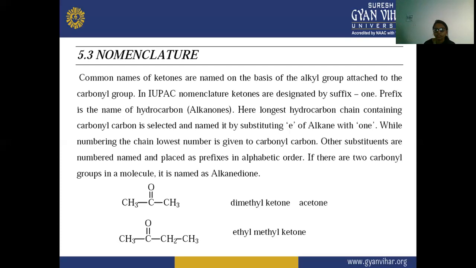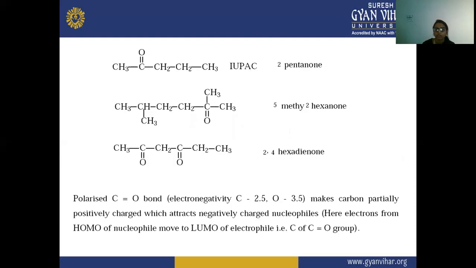So here CH3COCH3 is according to the common name. In the common name, we have to name it according to the alkyl groups that are attached to the carbonyl group. Here the alkyl groups attached to the ketone group are two methyls, so its name is dimethyl ketone, or you can say acetone. Then CH3COCH2CH3 is ethyl methyl ketone. These names are according to the common system.